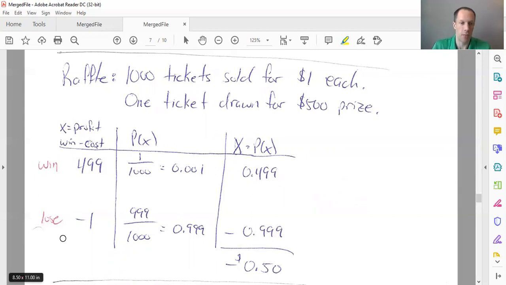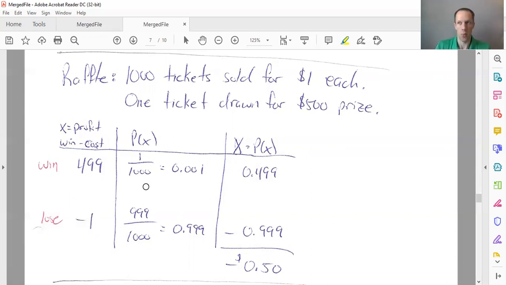The random variable when you're calculating expected value is profit, which is how much you win minus how much it cost you to play the game. So if you win the raffle, you get a $500 prize, but remember it cost you $1 to play, so 500 minus 1 is $499 for your profit. If you lose, you win 0, but you still paid $1 to play, so at the end of the day, you're $1 short of what you started with, so your profit is -1.